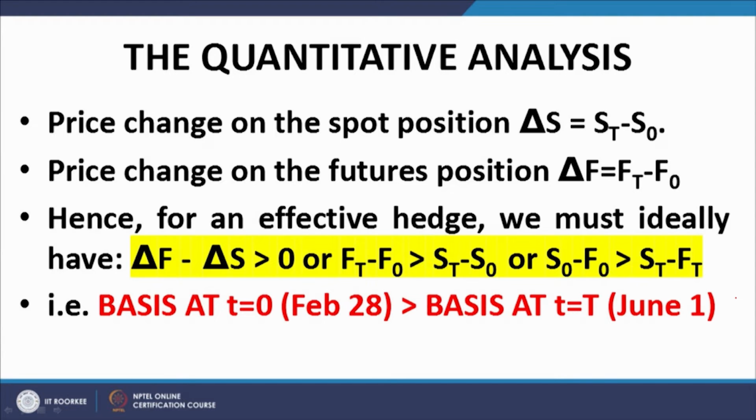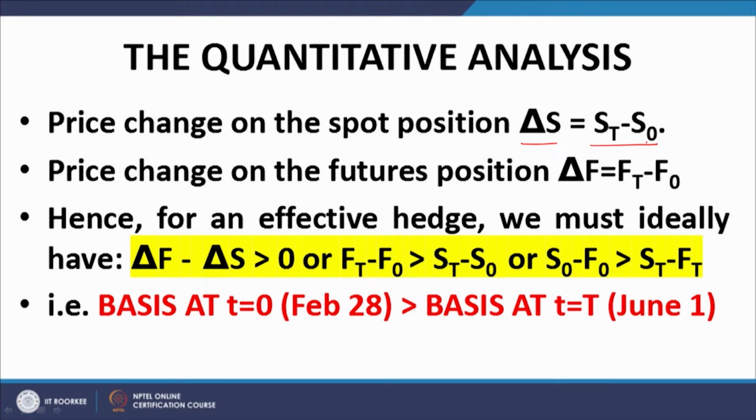Price change in the spot position, delta S, is equal to ST minus S0. What is ST? ST is the spot price on the date of maturity of the hedge, and S0 is today's spot price. Price change in the futures position, delta F, is equal to FT minus F0. Please note this is a long position. So, the profit on the futures will be the ending price minus the beginning price, that is equal to FT minus F0.